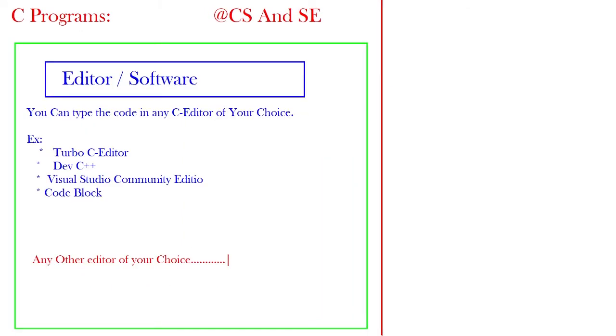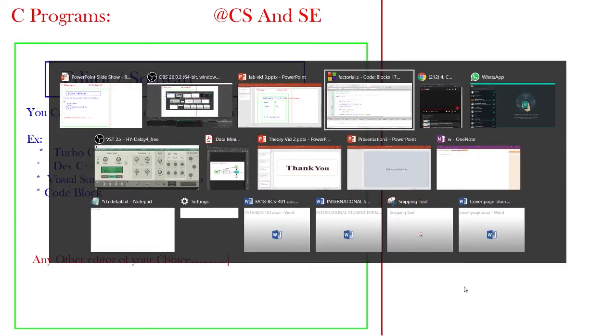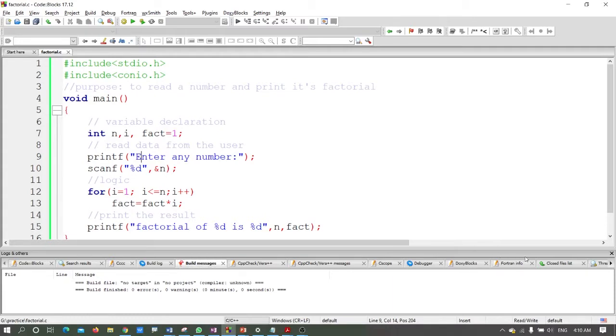So remember, you can type the code in any C editor of your choice. I will be using Code::Blocks. I want to open Code::Blocks, and I'm going to reopen the same program that we have already written for finding a factorial of a number.